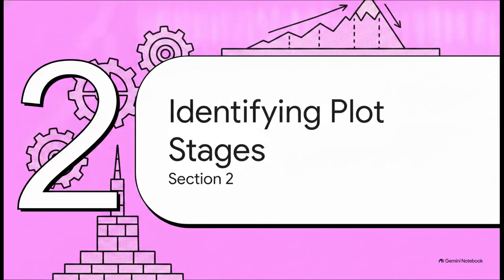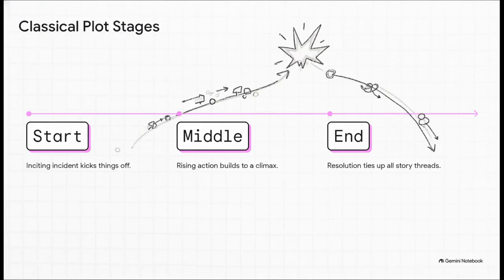Section 2. Identifying stages of plot. Let's move on and see exactly how an author builds that plot architecture using specific, recognizable stages. You've probably seen these classical plot stages a million times. This is the standard structure we see in most mainstream stories. They're designed to resolve problems and restore order.